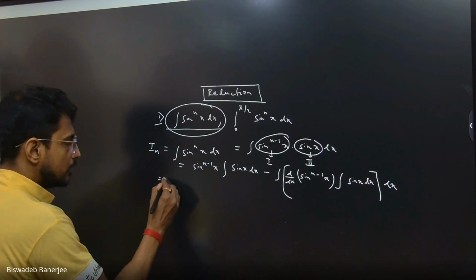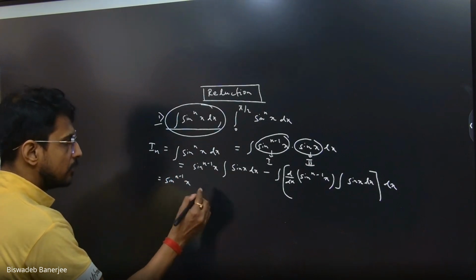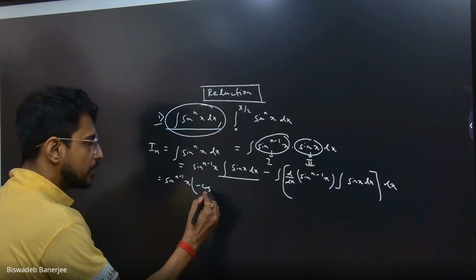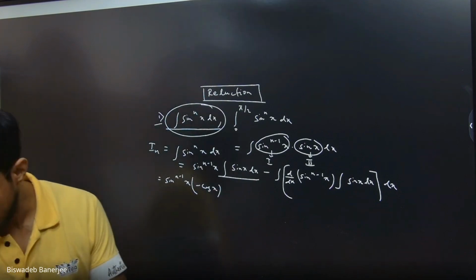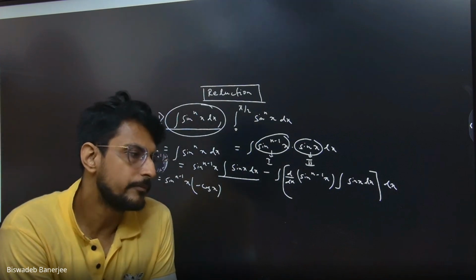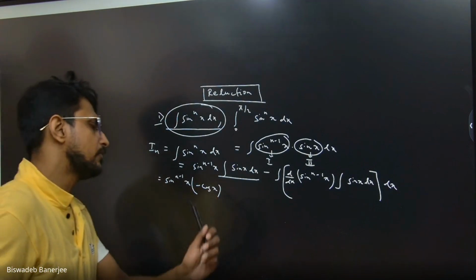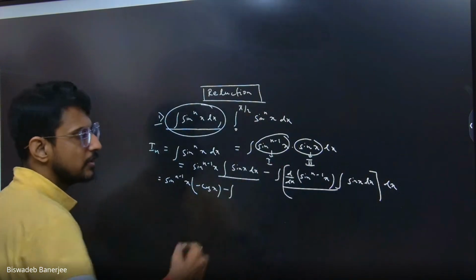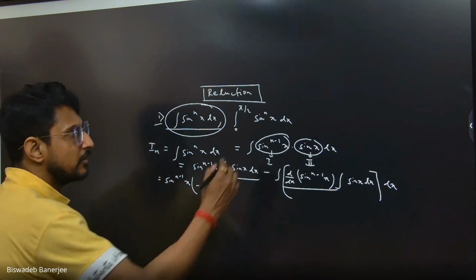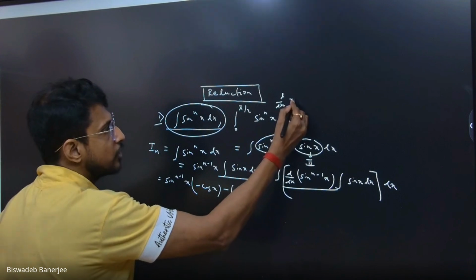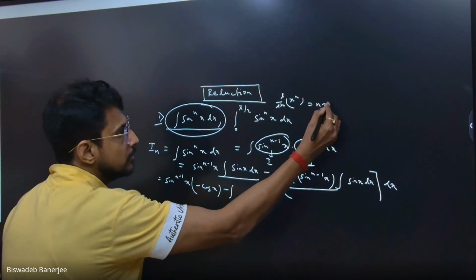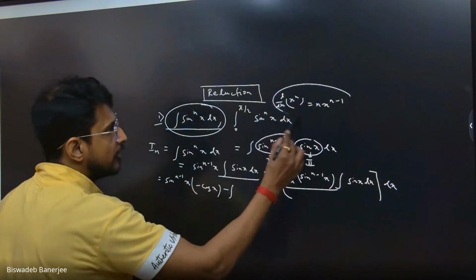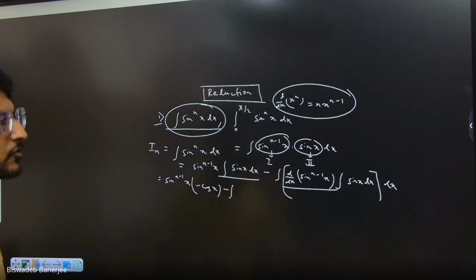Then this portion will remain as it is. Now there is a formula: integration of sin x is minus cos x. This is a very basic formula, you can find it in any book. Integration of sin x equals minus cos x. Minus integration. What is d/dx of this? Chain rule differentiation, recall. Derivative of x to the power n is n into x to the power n minus 1.